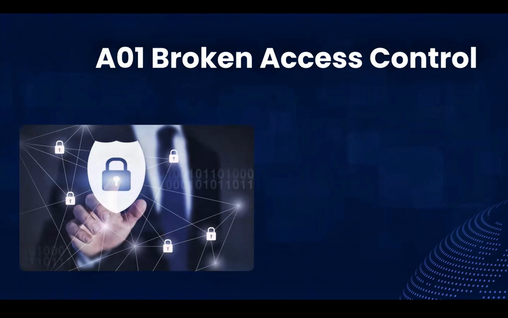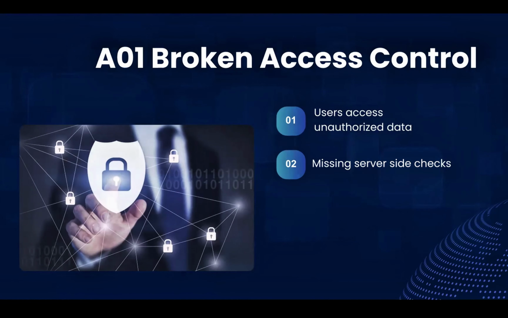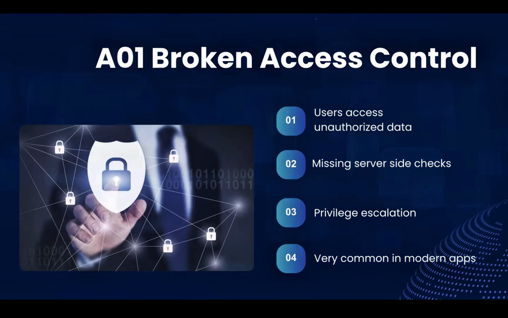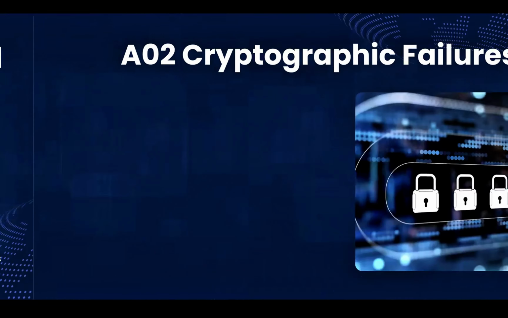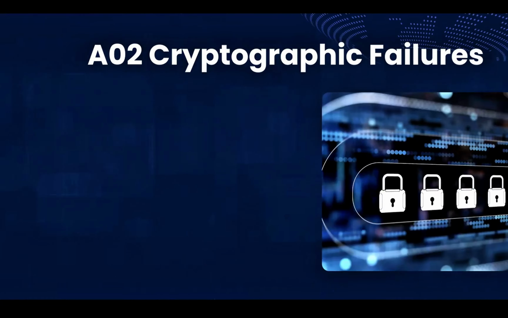Here is the first one. Broken access control. This is currently the number one risk, and what this is all about is that users are able to access data they should not see normally. Also, server-side authorization checks are missing or weak, privilege escalation becomes possible, and it is extremely common in modern web applications.